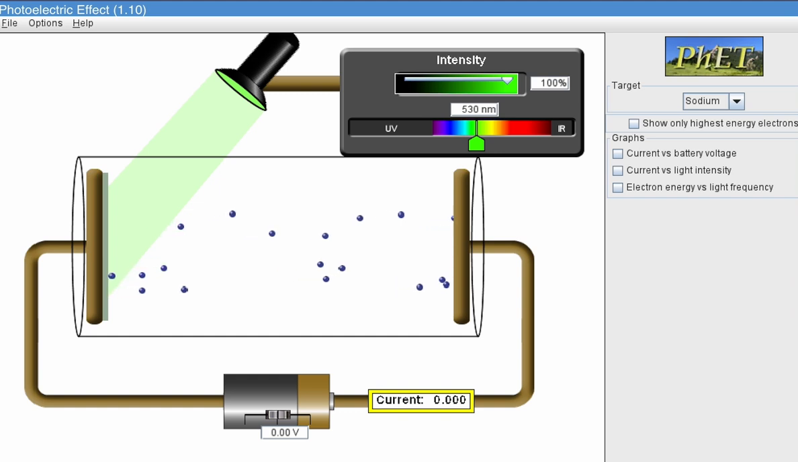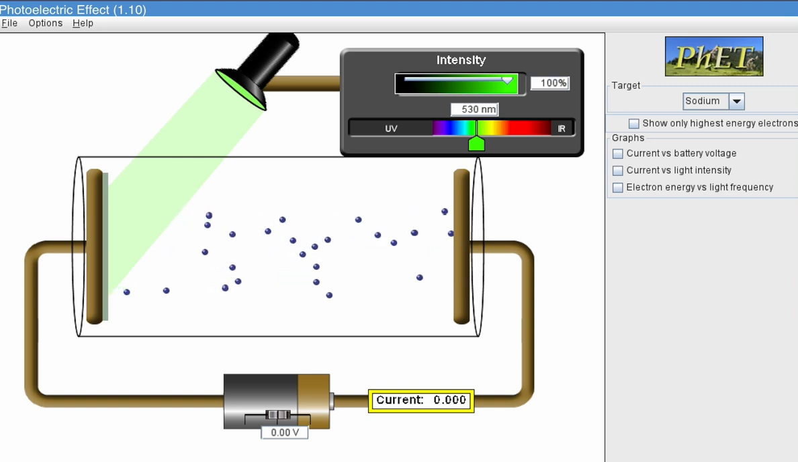So I can ask an investigative question. What effect does an increase in frequency of light have upon the emission of electron, provided that the light intensity and the work function are kept constant?